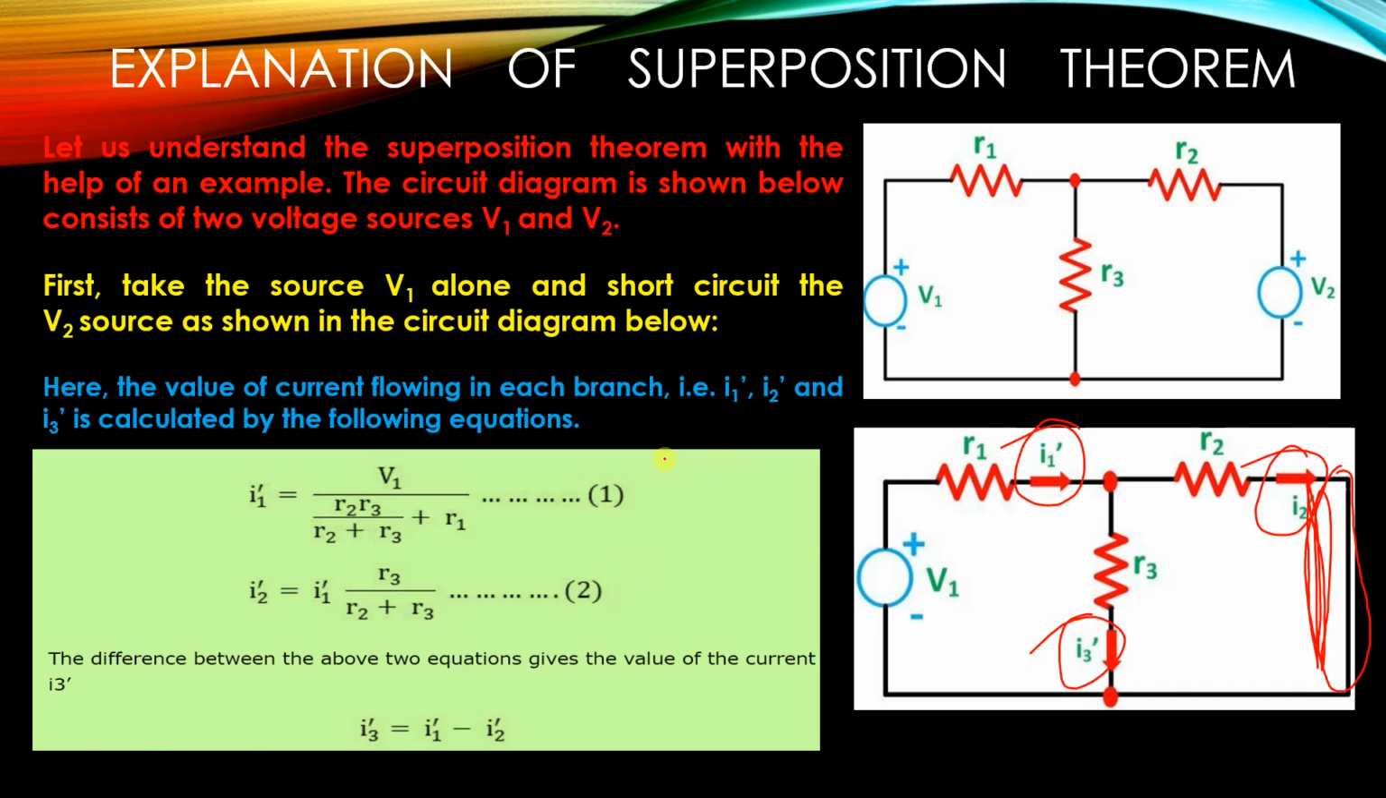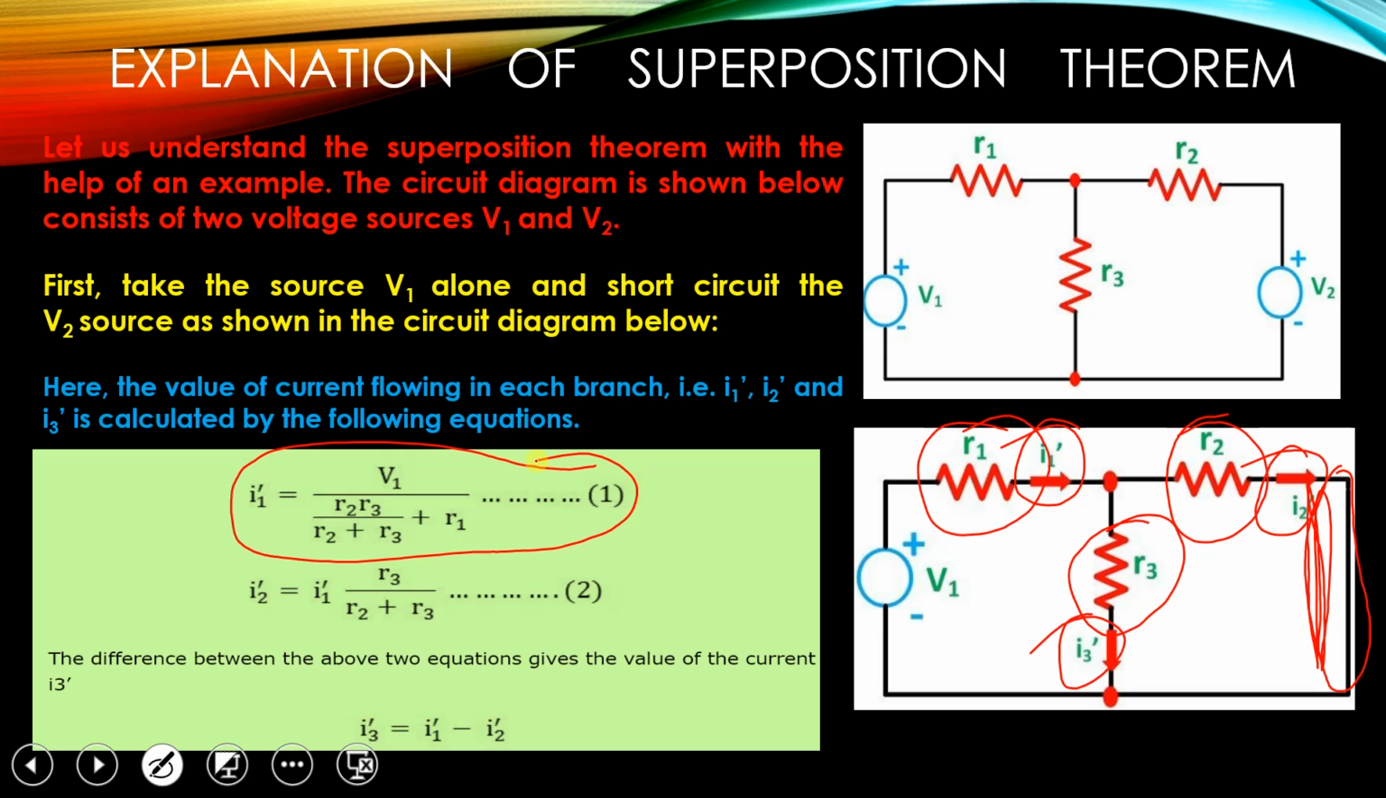I1 dash is equal to the applied voltage V1 upon the total resistance. For the total resistance, these two resistances are in parallel with each other, so R2 into R3 upon R2 plus R3, and this is in series with R1, so plus R1. So I1 dash is given by this equation, V1 upon the total resistance. Similarly, we find I2 dash. I2 dash is equal to I1 dash, which we found in equation 1, into R3 upon R2 plus R3.